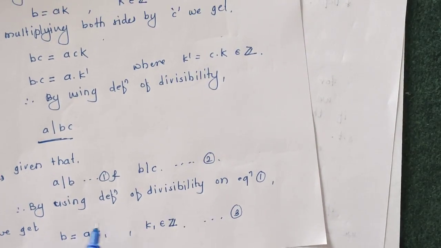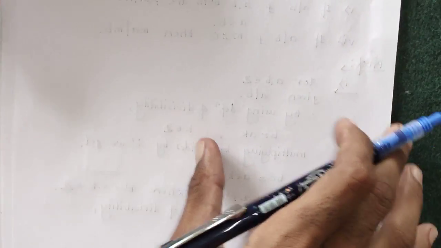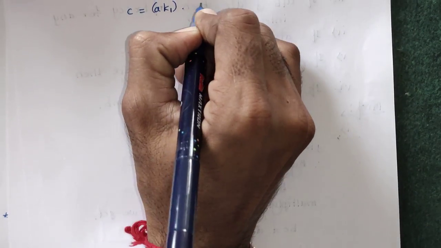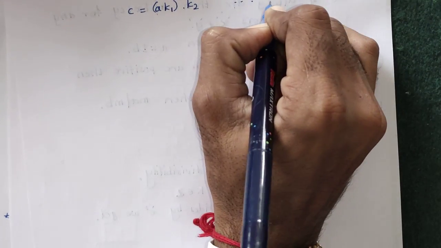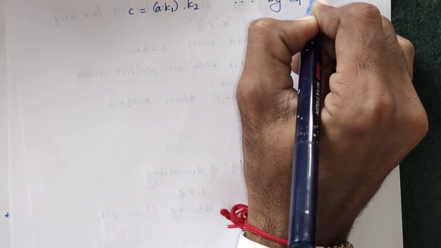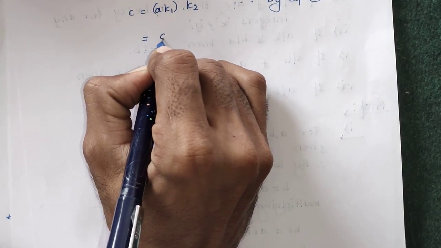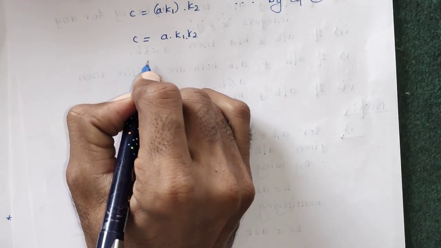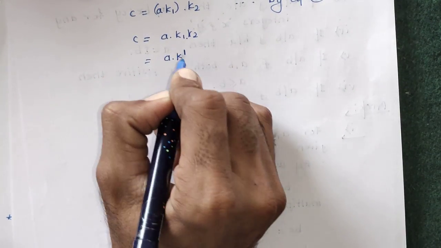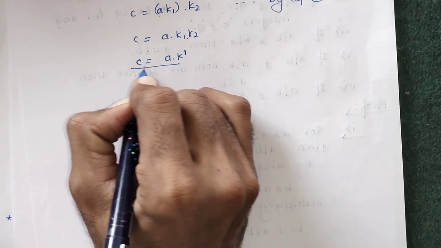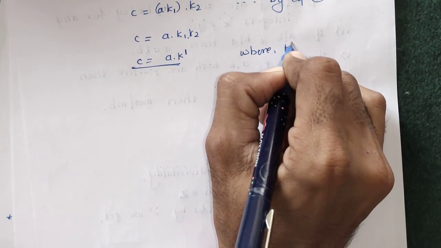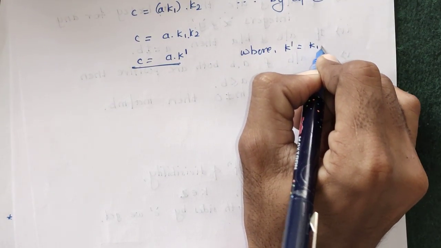Equation 3 is B equals A K1. Putting the value of B equals A K1 here, we get B into K2, by using equation 3. So we can simplify this as A into K1 into K2, C equals A into some K prime, where this K prime is equal to K1 into K2.